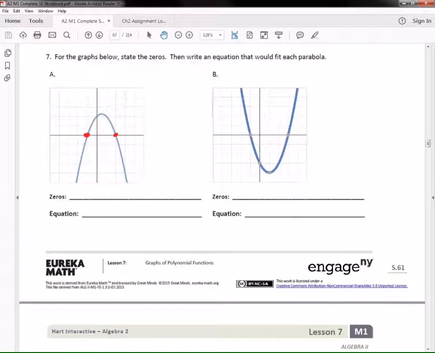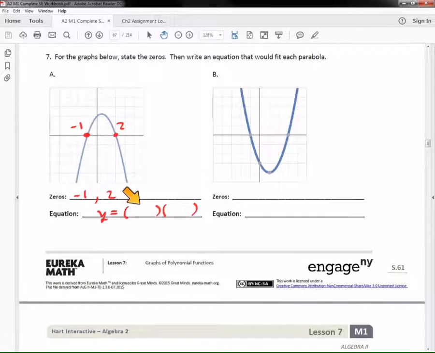Okay, so we got negative 1 and 2. Those are your zeros. They're the x-intercepts. So, let's think about this, my students. For my equation, I'm going to write y equals. And I'm going to write two factors because I have two zeros right there. I could have more factors, but we're not going to get into that.